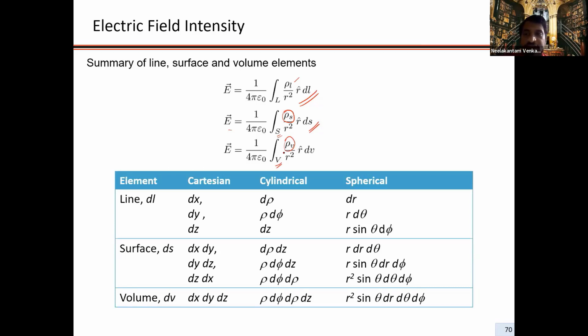And just to recap, this table summarizes the line element, the surface element and the volume element in Cartesian, cylindrical, and spherical coordinate systems. The line element that we saw was a vector. You can have it as a vector or a scalar that you see here, depending on the application.